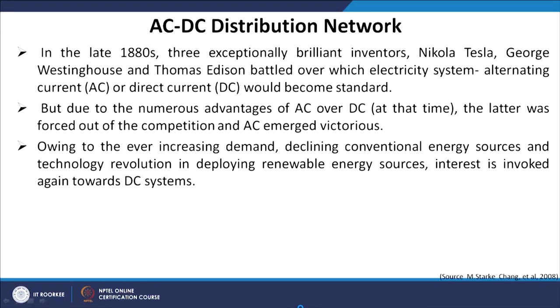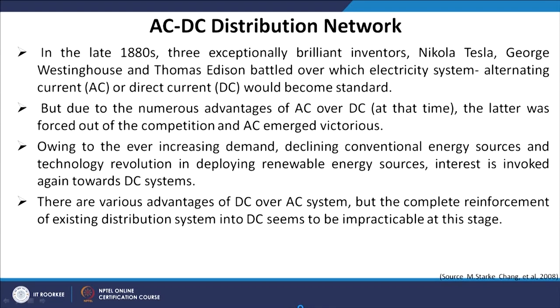Owing to the ever increasing demand, declining conventional energy sources and technology revolution in deploying renewable energy sources, interest is invoked towards the DC grid again. Though we have mentioned that the AC system is considered to be the victorious one, looking into the current scenario of maximum renewable penetration into the system, slowly the DC network or the DC grid is taking the upper hand over AC. But that being said, we cannot absolutely replace the AC system. They have to exist together and simultaneously.